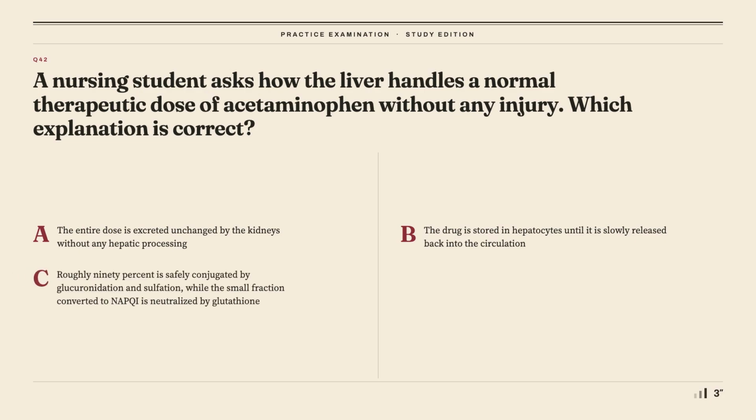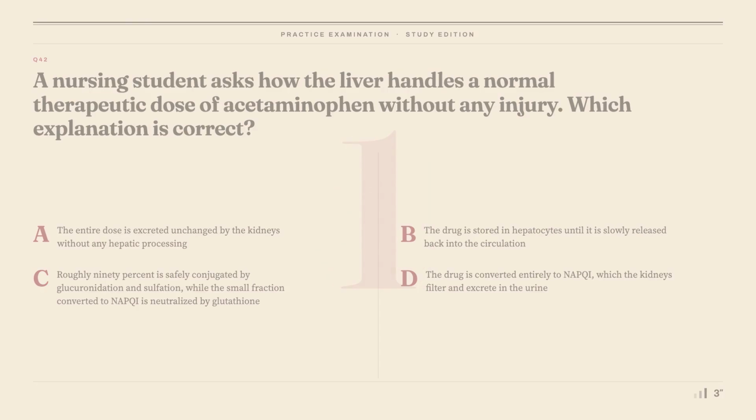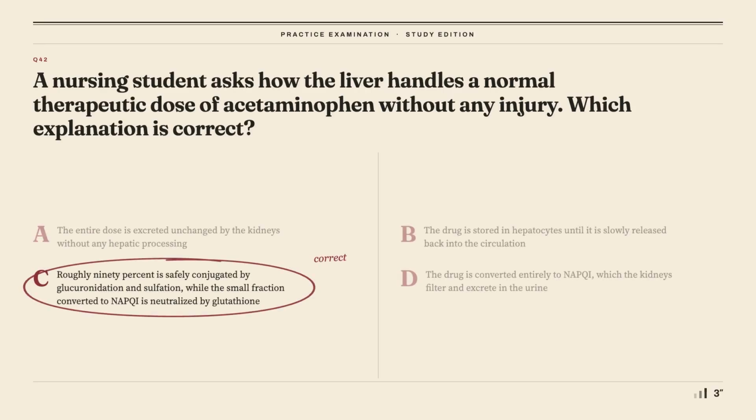C. Roughly 90% is safely conjugated by glucuronidation and sulfation, while the small fraction converted to NAPQI is neutralized by glutathione. D. The drug is converted entirely to NAPQI, which the kidneys filter and excrete in the urine. Take a second. Which answer would you pick? The correct answer is C. Roughly 90% is safely conjugated by glucuronidation and sulfation, while the small fraction converted to NAPQI is neutralized by glutathione.